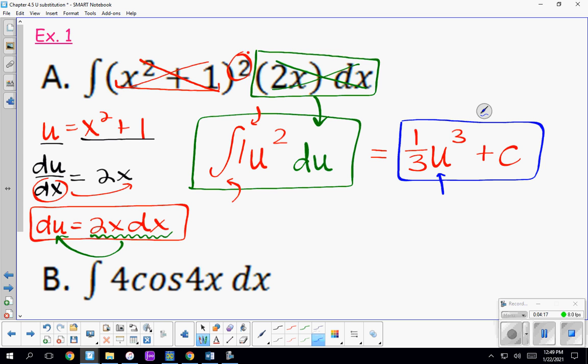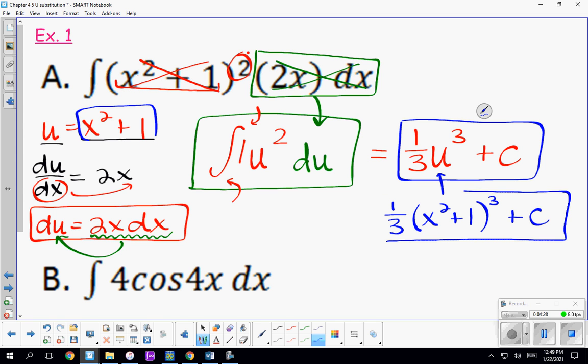So if it's an equation, we do need to go back and replace the u into our function. So 1/3 times (x squared plus 1) to the third power plus c. And the way we can check our answer is the same as we did before. We could take the derivative of this.